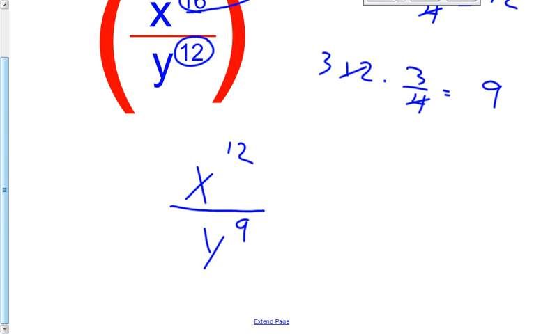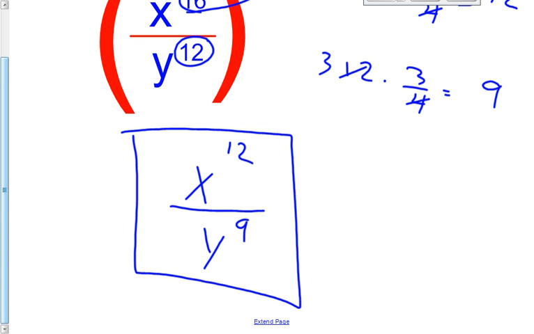In class, this is as far as we can go. Some people say, Mr. Berge, we want these in radical form, and there are no radicals in this one. When you have an integer as an exponent, you don't have to change it into radical form. That wouldn't make any sense. Only when you have a fraction, like y raised to the 3/4, or y raised to the 4/3, even if it's an improper fraction, these are the ones that you change into radical form. You can't change integers into radical form. So your answer is x to the 12th over y to the 9th.